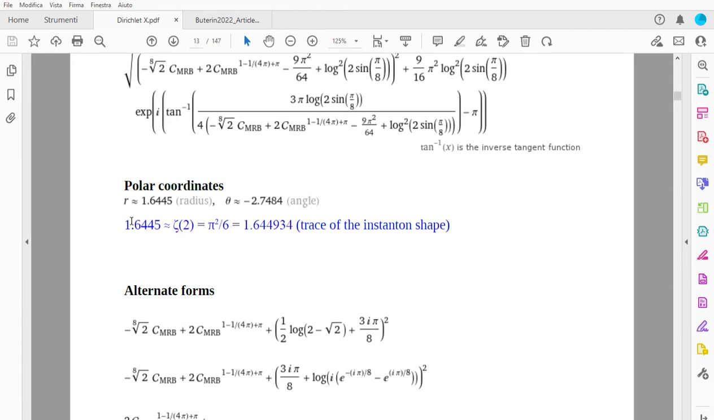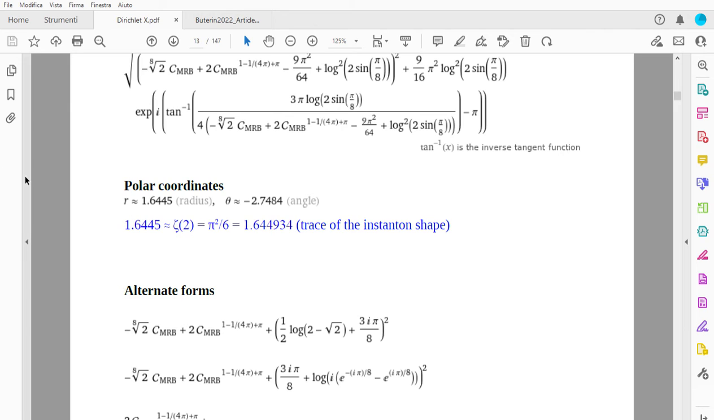gives this value, a value very near to pi squared divided by 6, practically zeta 2, a value of the Riemann zeta function. Zeta 2 is a value of the Riemann zeta function. We hypothesize that it's connected also with the trace of the instanton shape.